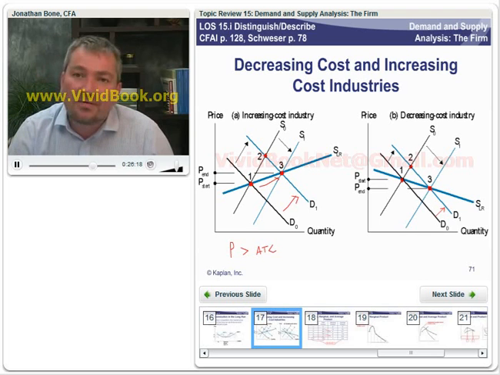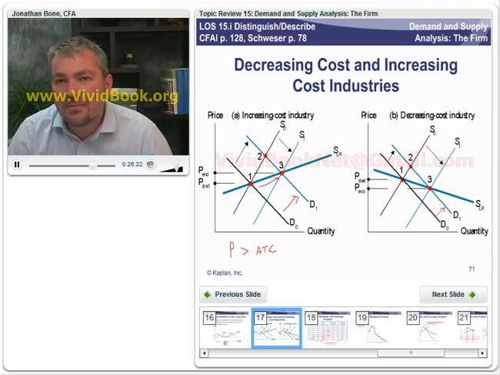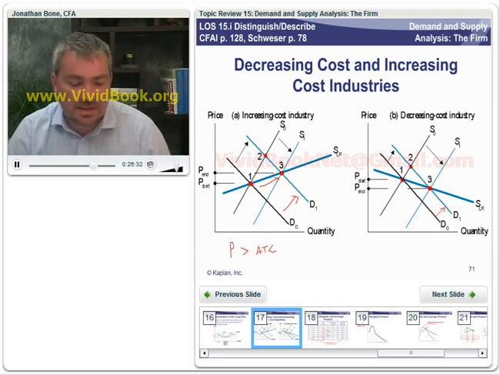And at point 3, notice the equilibrium price is below our starting equilibrium. Why? Because average total costs have fallen. Okay. Why is this the case? Economies of scale in the supply of the factors of production.